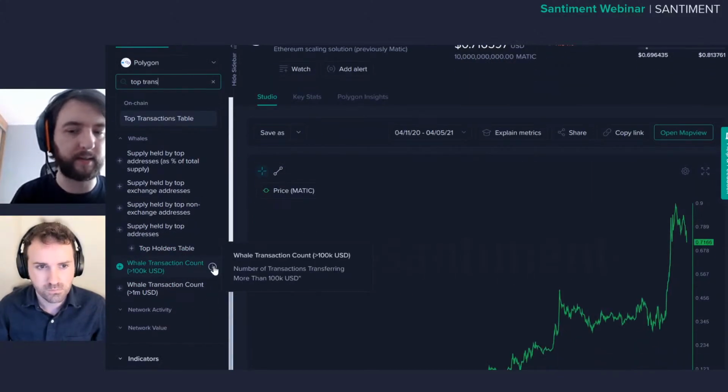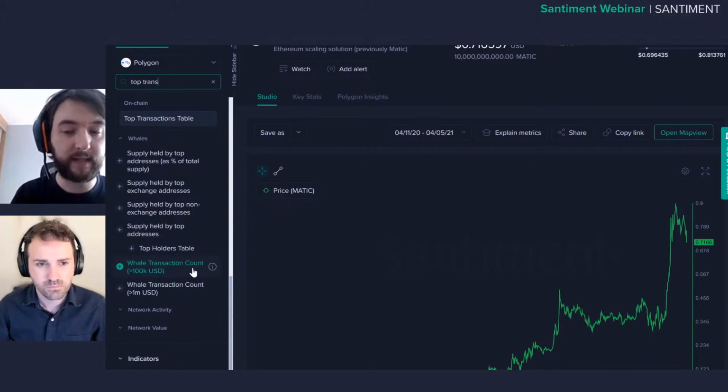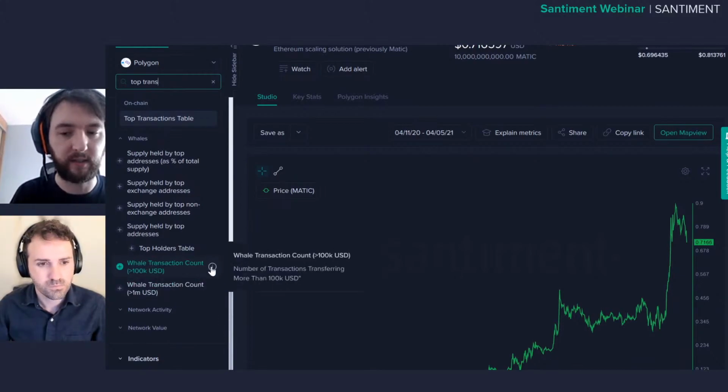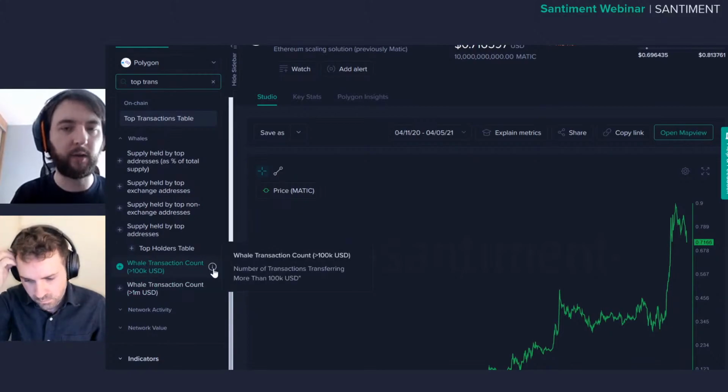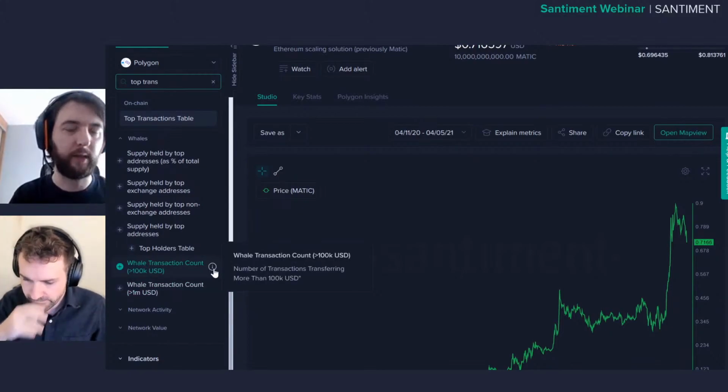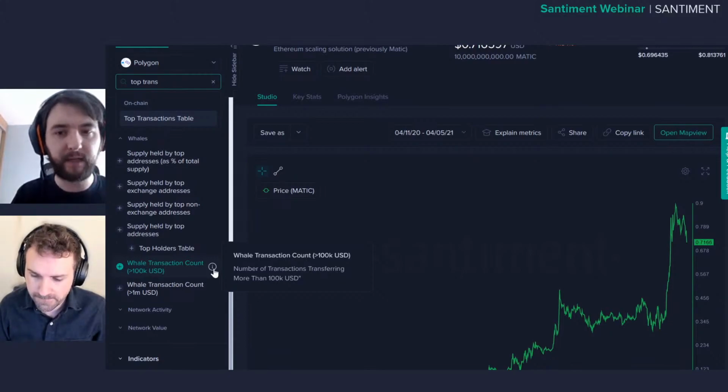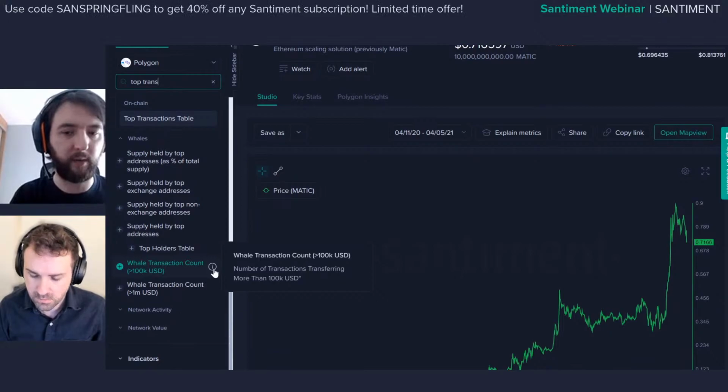What it does is, and you can see here in the informational tooltip, we have two of them. We have a whale transaction count of above 100K USD, and then a whale transaction count metric of above 1 million USD. Both of the metrics do the same thing. The only difference is in the lower threshold that we are tracking. So the first metric that we're going to look into is the whale transaction count above 100K USD.